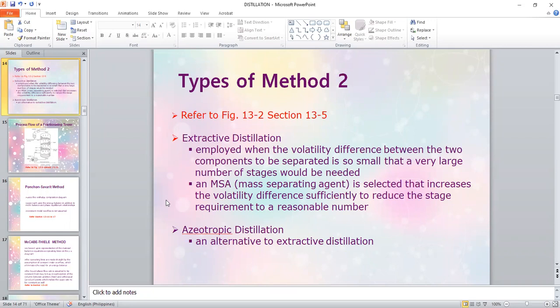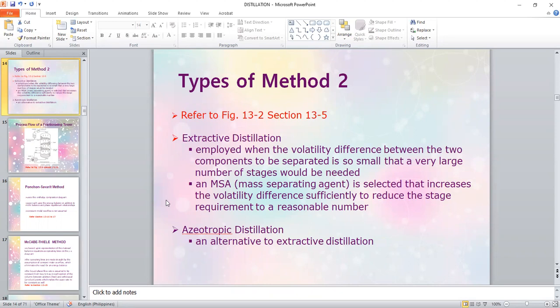In here, we are using what we call a mass separating agent, or an MSA, that will increase the volatility difference. That way, we will have easy separation of the components. If not, then the usual process of distillation will be a very lengthy process of separating the components. It would also be near impossible to separate them.